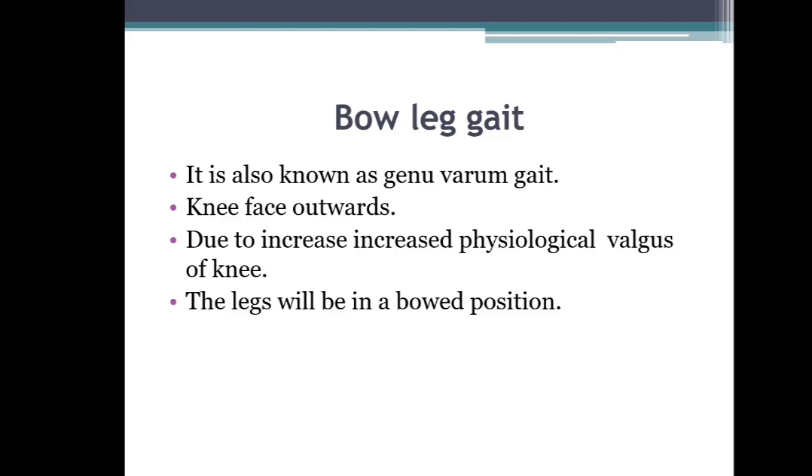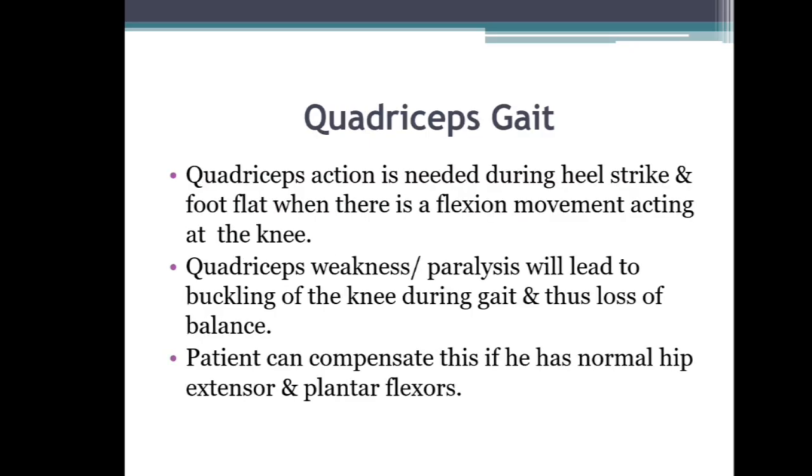So next we have the bow leg gait, which is known as genu varum gait. The knees face outward due to increased physiological varus of the knee, and the legs will be in a bowed position. And quadriceps gait: in this, quadriceps action is needed during heel strike and foot flat, and weakness or paralysis will lead to buckling of the knee during it, and there could be loss of balance.